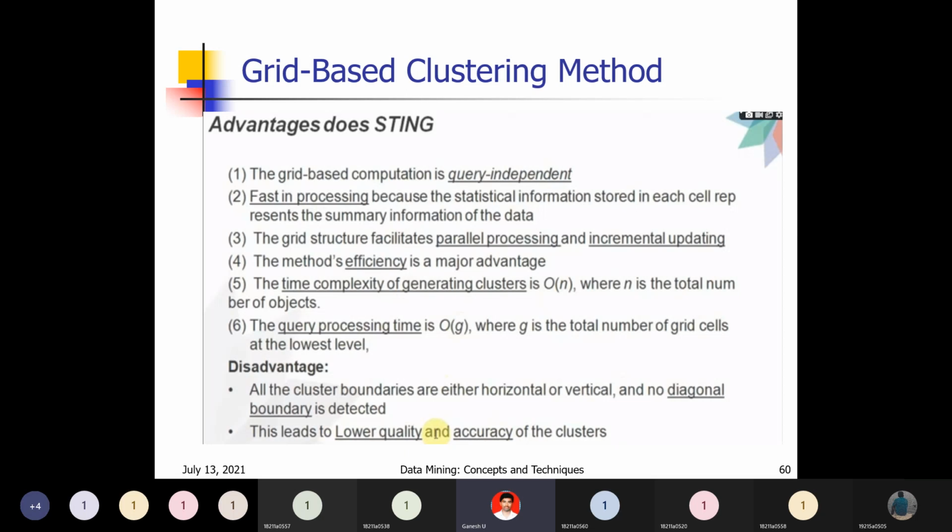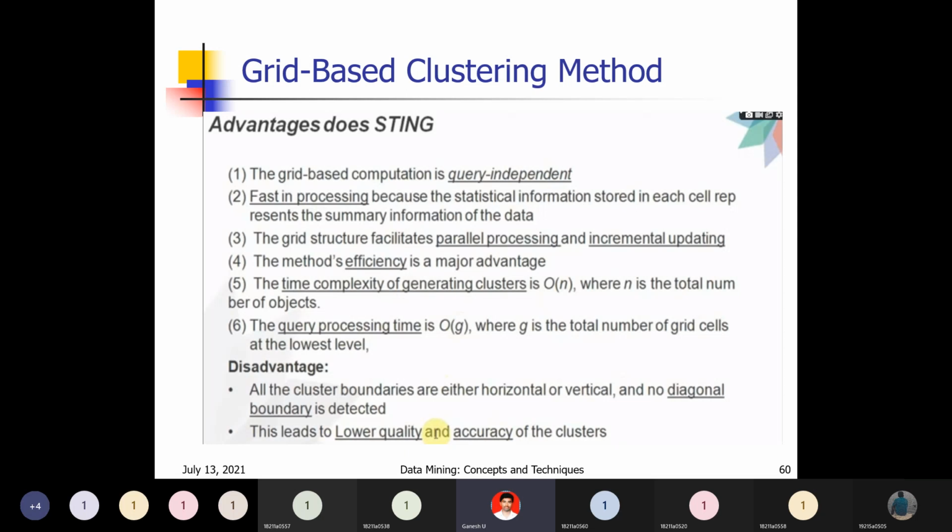Disadvantages: all the cluster boundaries are either horizontal or vertical, and no diagonal boundary is detected. They may be either horizontal or vertical, no diagonal. So you can see the data divided like this. The square is at the higher level.